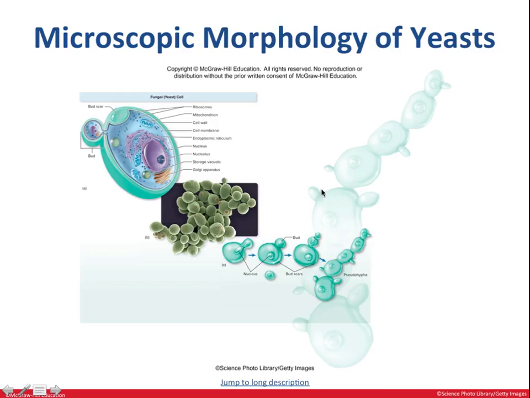So this is the electron microscope view of the yeast. One oval structure is one yeast. The yeast use asexual reproduction, so they can duplicate their nucleus to make a micronucleus and generate a bud.